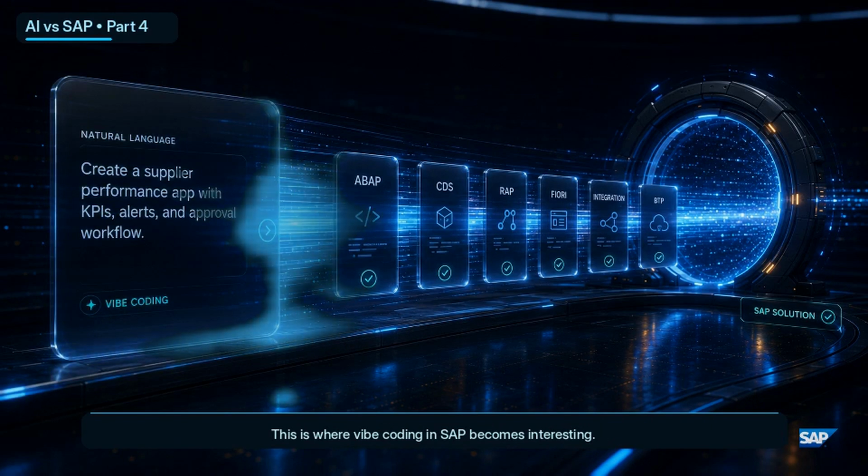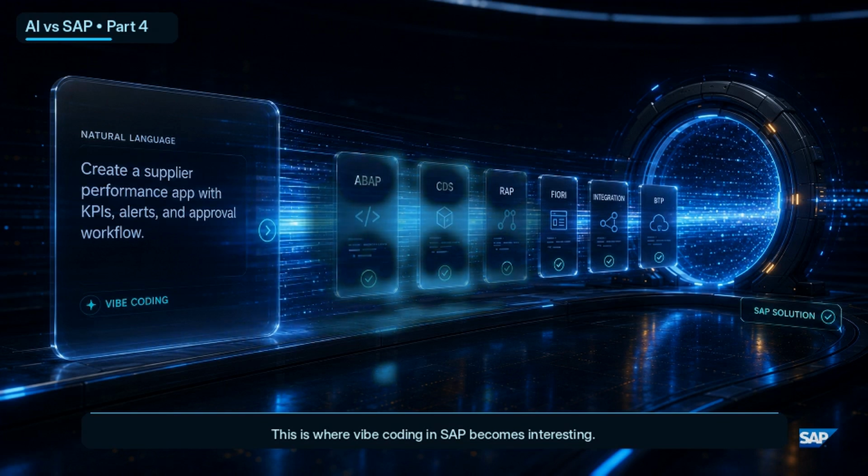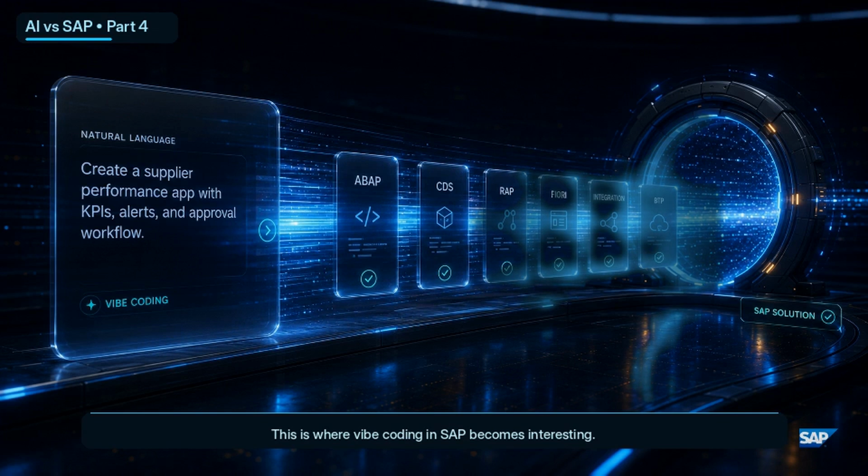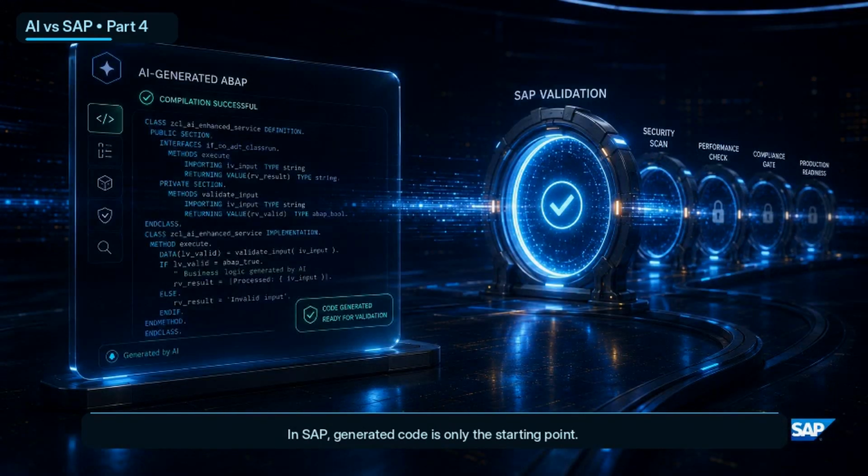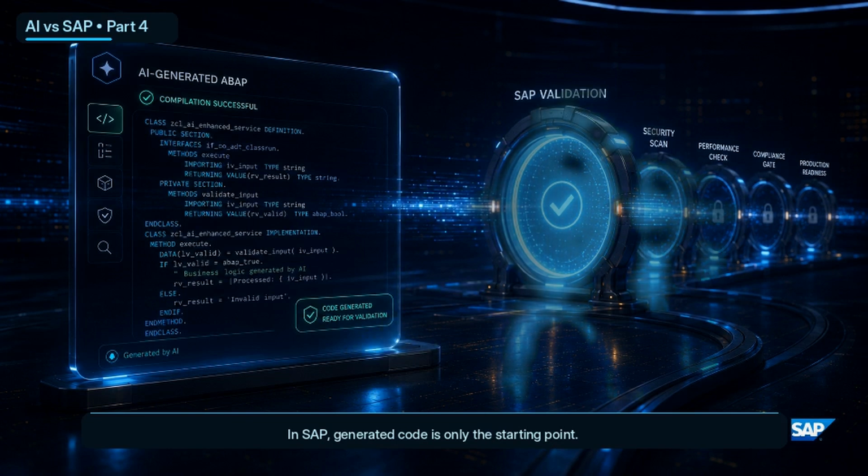Vibe coding allows us to describe a requirement in natural language and use AI to generate ABAP, CDS, RAP, Fiori, integration, or BTP artifacts in minutes. The speed is real. But in SAP, generated code is only the starting point. SAP systems handle finance, billing, procurement, inventory, customer data, regulatory business, and all other processes. A small technical decision can create much larger business consequences. So the real question is not, can AI generate the code? The real question is, can this solution be trusted in production?